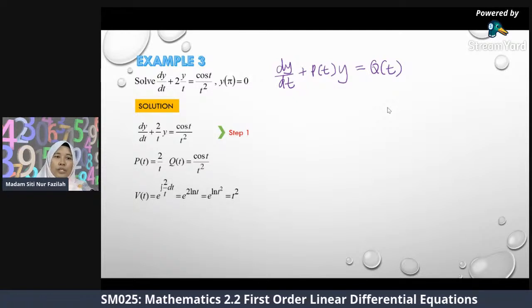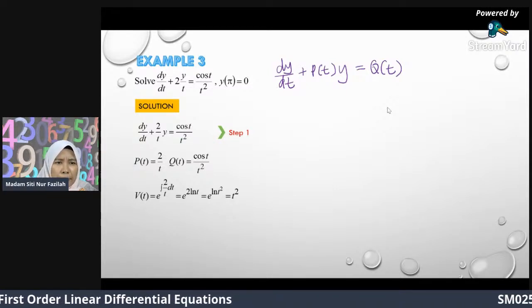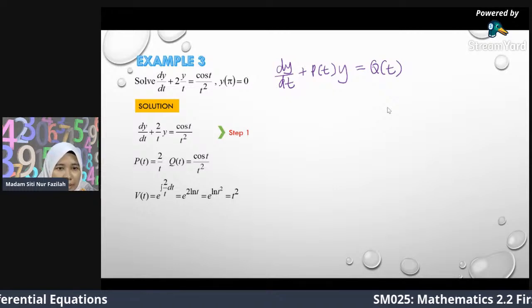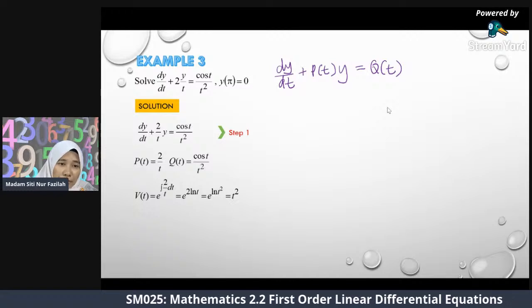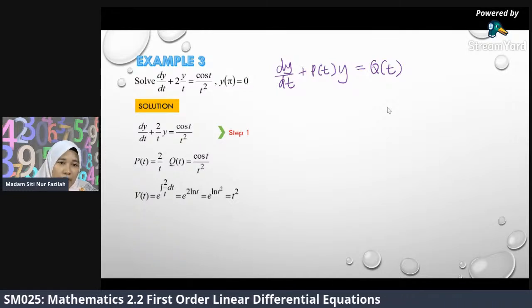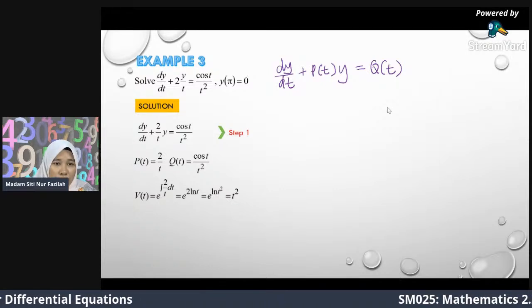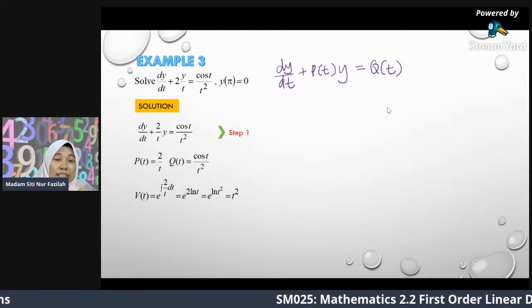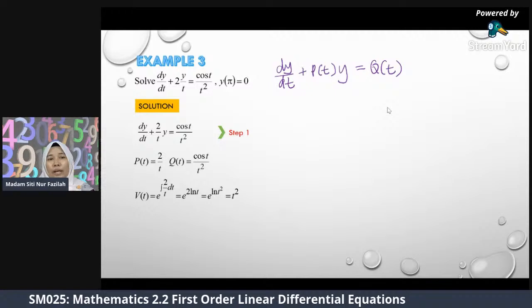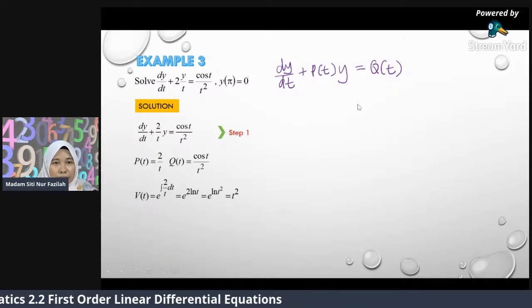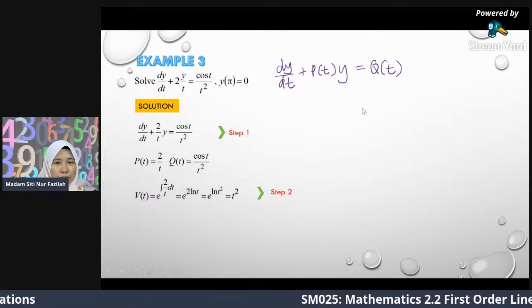Next, we need to find an integrating factor. The formula is exponent integration p(t) dt. That's why we get exponent integration 2 over t dt. The answer is exponent 2 ln t, and then the 2 becomes t square, exponent ln t square, and then we simplify, we get t square only. The answer for v(t) is t square. This is step 2.